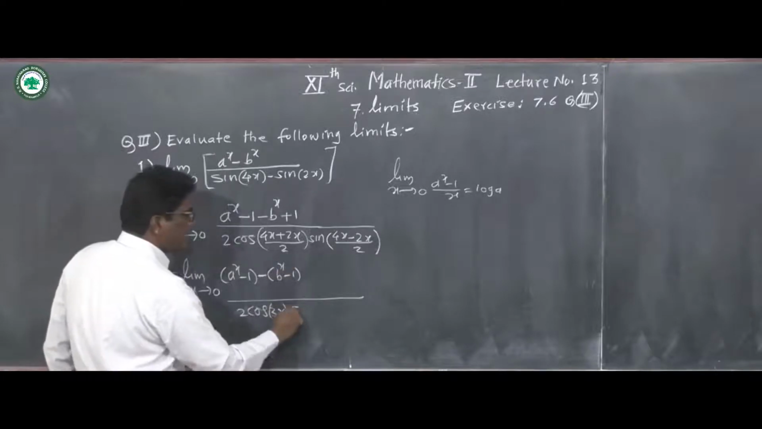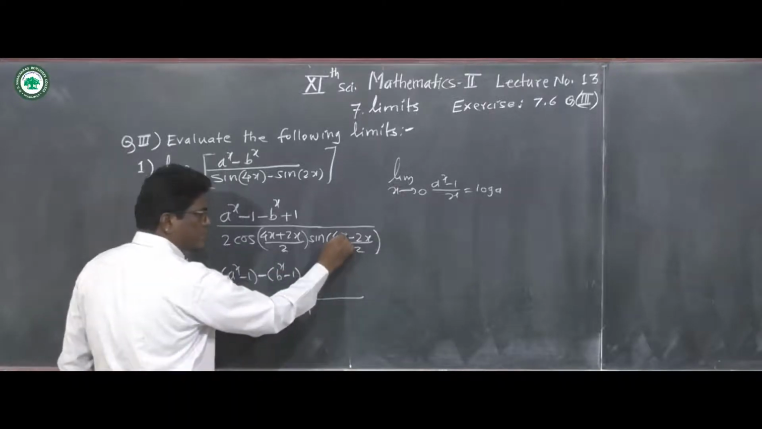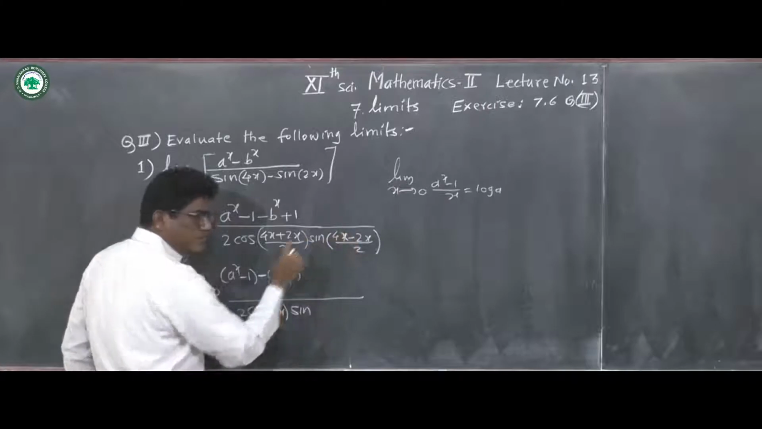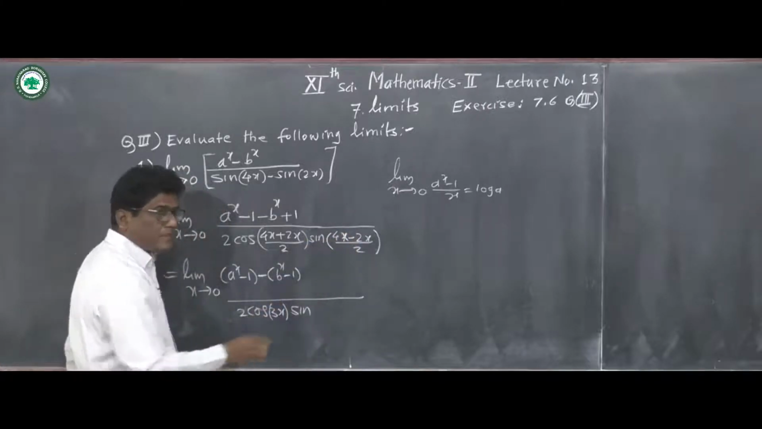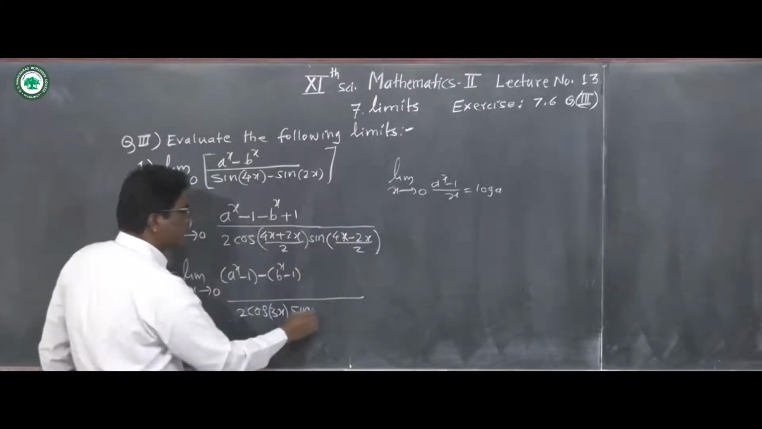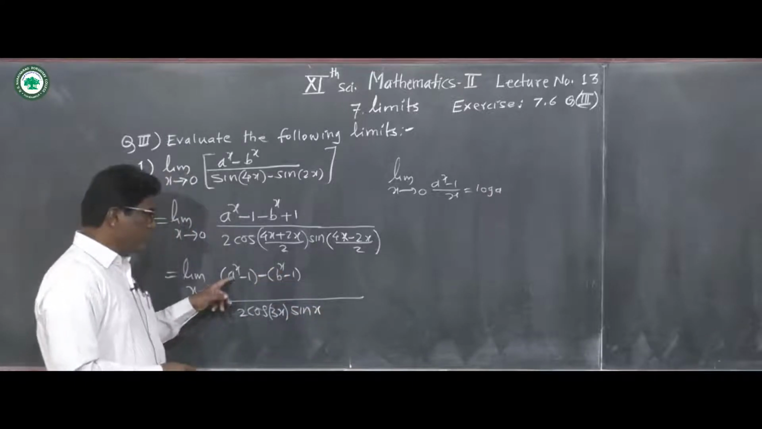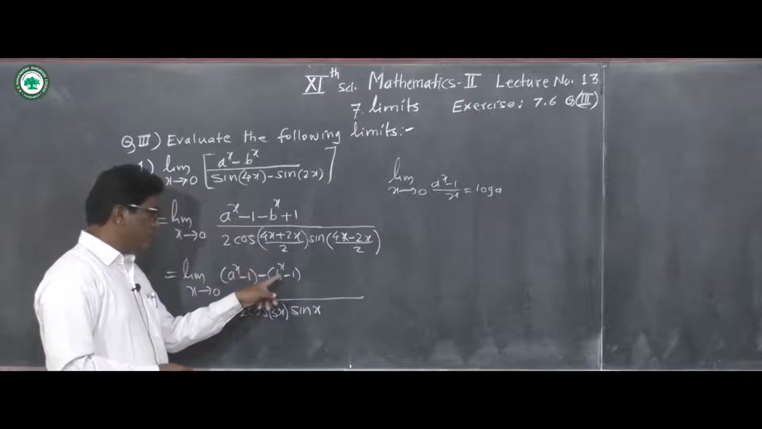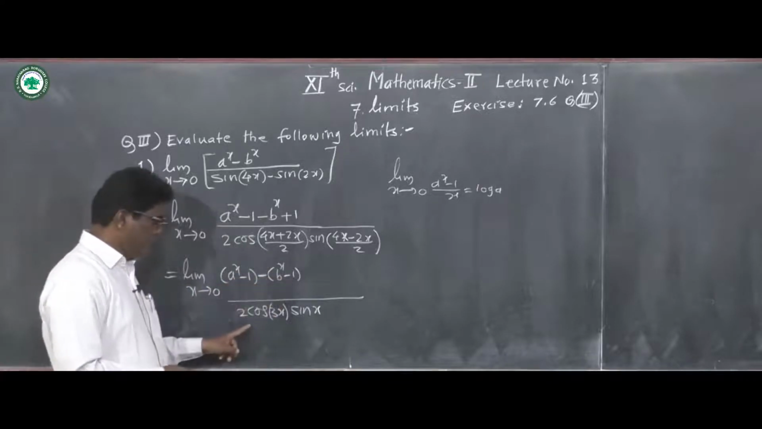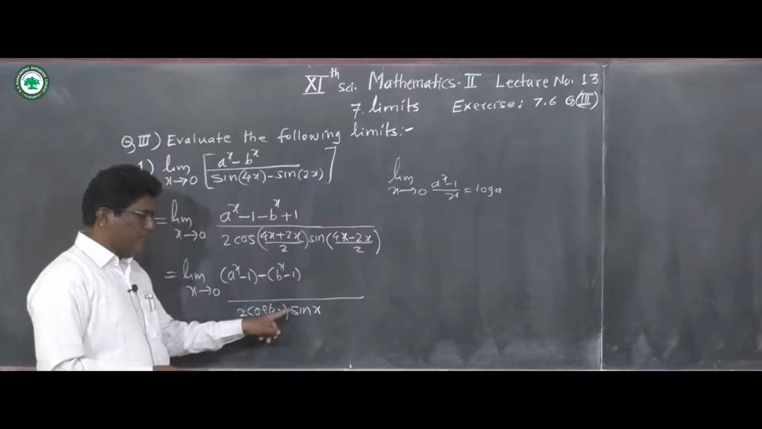3x into sin of here 4x minus 2x. So 4 minus 2, it is 2. So 2x upon 2 gets cancelled. So it is x. So sin x. So in the numerator here, a to the power x minus 1 minus b to the power x minus 1. And in the denominator, 2 times cos of 3x into sin x.